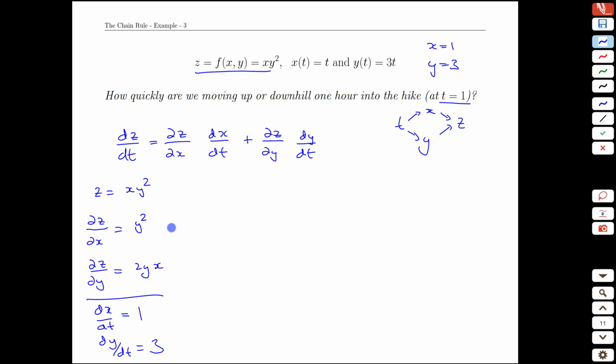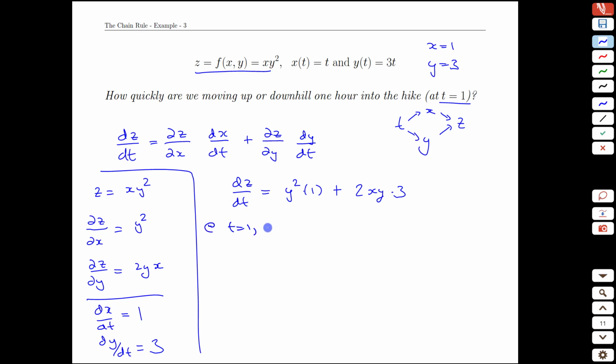So we're going to put the values in. dz dt in general is going to equal this partial derivative, which is y squared, times dx dt, which is 1, plus the y derivative of z, 2xy, 2yx, doesn't matter, times dy dt, which is 3. And then at t equals 1, x equals 1, y equals 3, we obtain the derivative value. dz dt is going to equal y squared, well that's 9, plus 2 times x times y times 1 times 3, times the 3 at the end there. That's 9 plus 18, and that is 27.